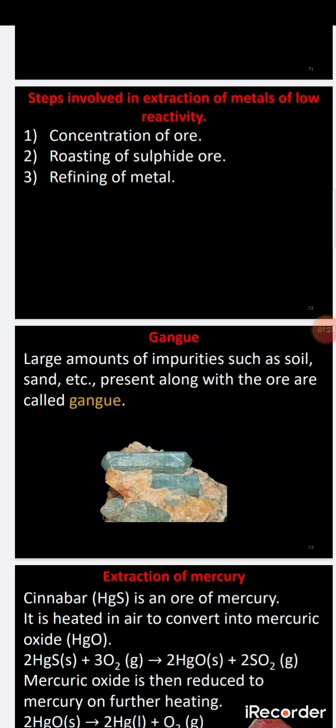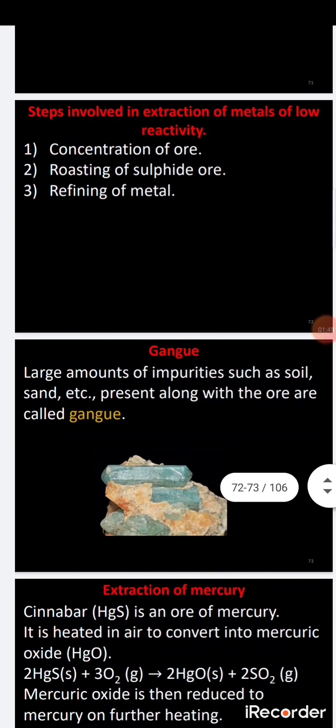See what steps are involved in the case of the low activity series. The first thing is the concentration of the ore. When you are extracting metals from the earth's crust, we usually extract minerals, and these can be made into ore. First the ore undergoes concentration, and the second step is called the roasting of the sulfide ore.